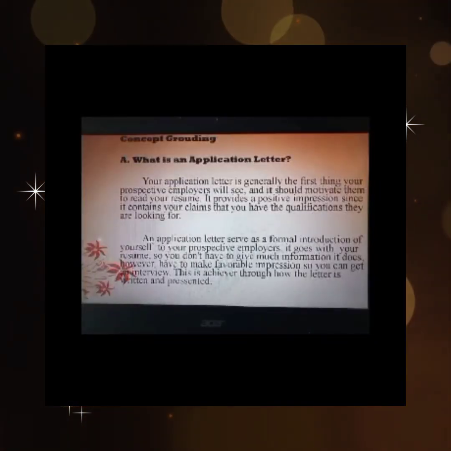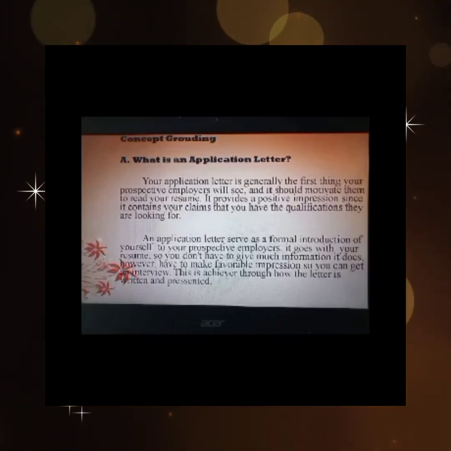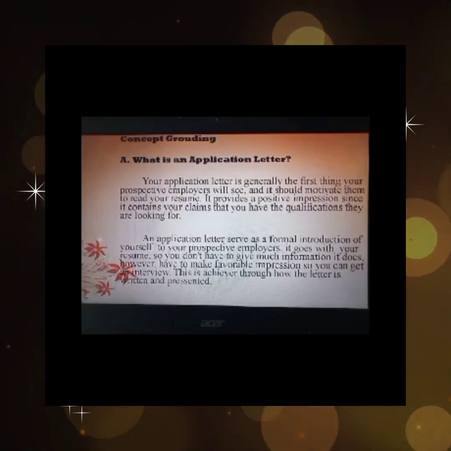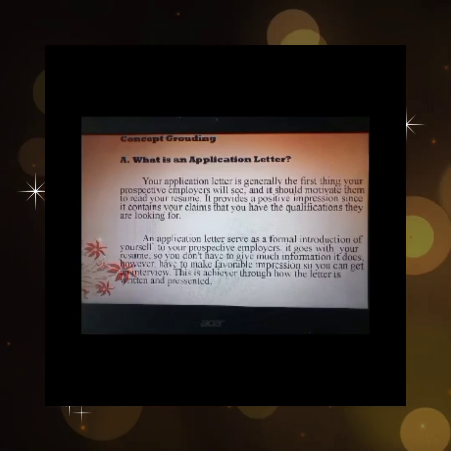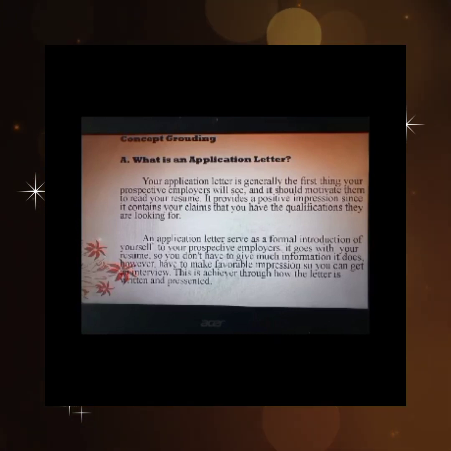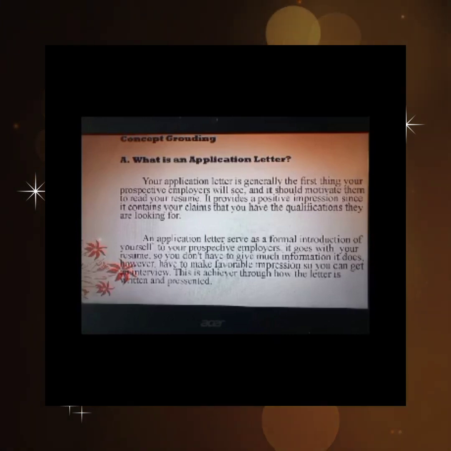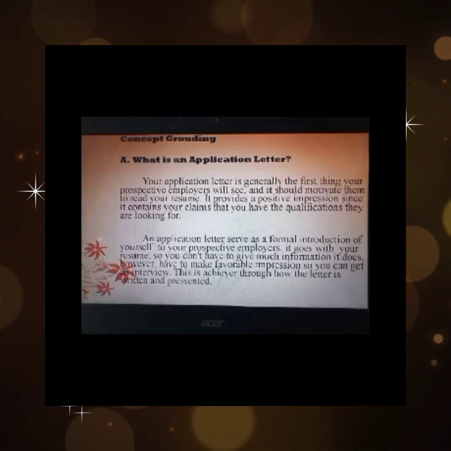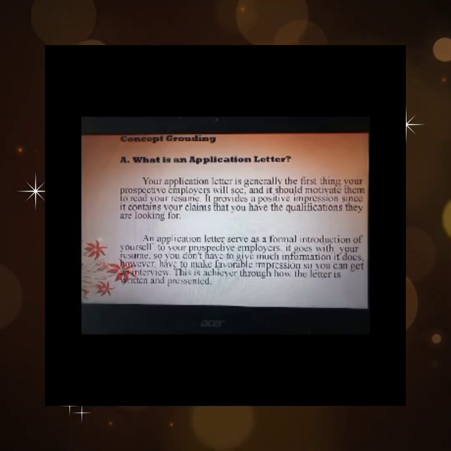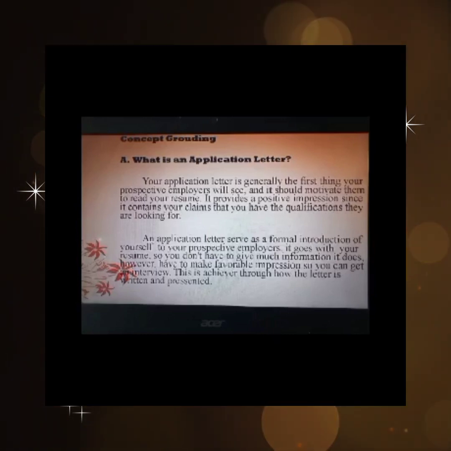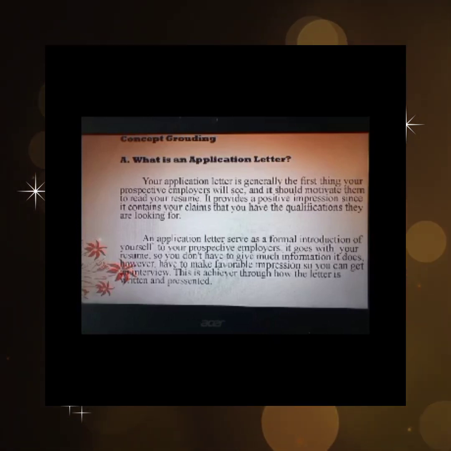Concept grounding. What is an application letter? Your application letter is generally the first thing your prospective employers will see, and it should motivate them to review your resume. It provides a positive impression since it contains your claims that you have the qualifications they are looking for. So, an application letter is an important requirement, and it must get their attention to read your resume.